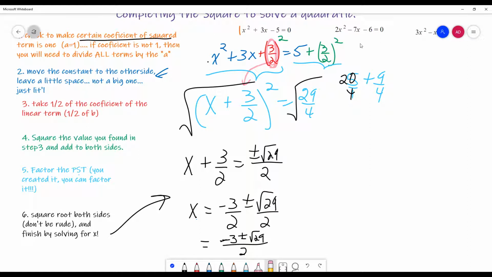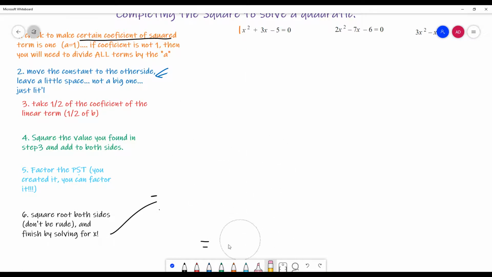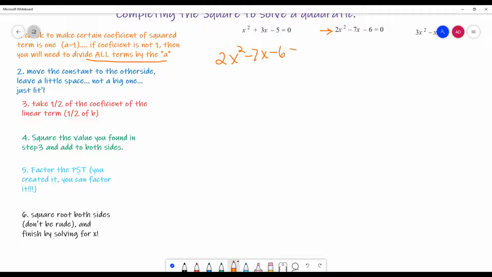Yep, because I'm getting ready to erase it, because now we're going to look at the next one. What happens when a is not 1? What do we do when a is not 1? Okay, so here we go. If a is not 1, then I have to divide all the terms by a. This second equation I already have nicely written up here. I have 2x squared minus 7x minus 6 is equal to 0.